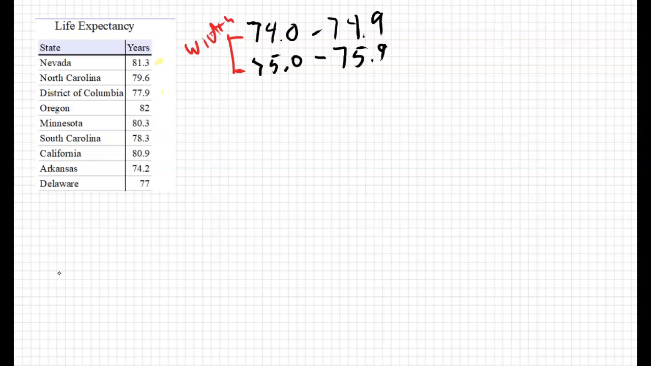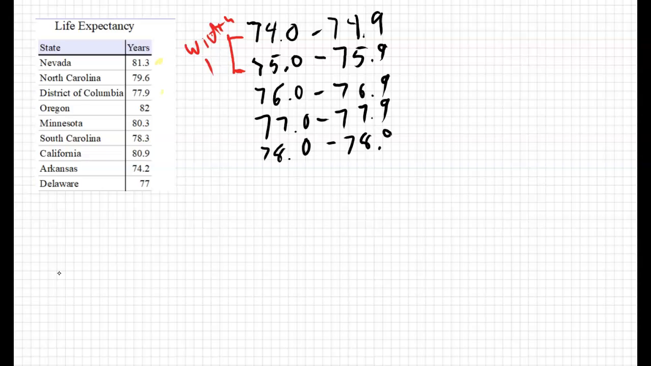So this introduces the idea of making classes, which are kind of like categories, only they're numerical. After 75 to 75.9, I would do 76.0 to 76.9, 77.0 to 77.9, 78.0 to 78.9, and I make my classes, and notice I'm using 1 decimal place because there's 1 decimal place in the data. Then 79.0 to 79.9.